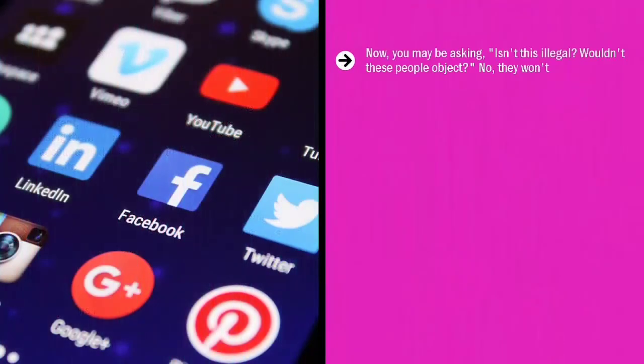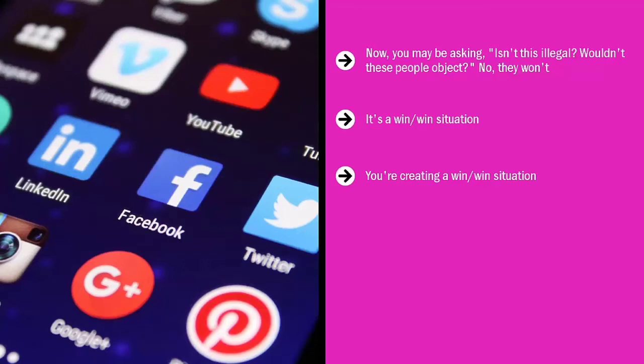Now, you may be asking, isn't this illegal? Wouldn't these people object? No, they won't. It's a win-win situation. You're driving traffic to them while at the same time establishing your own niche credibility. You're also calling people to action with their content to like your page, follow you on Twitter or Instagram or whatever other social media platforms you're on. You're creating a win-win situation.